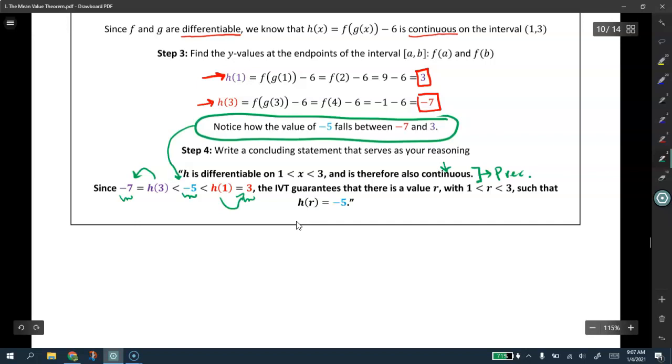It's really just saying that, but it's saying it in a specific way. And I can assure you that even if you didn't say it in that specific way, as long as you get the idea across, then you'd still be in good shape. But it's always just better to have a general statement, some structure to go with as you're writing these final answers down. So you conclude that the IVT guarantees that there is a value r within that interval so that h of r is actually equal to -5. All right.